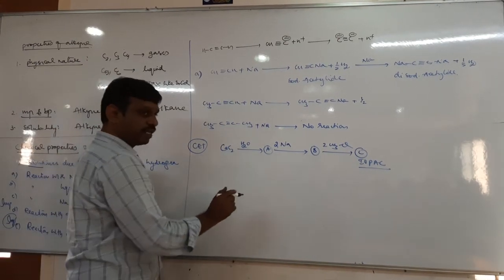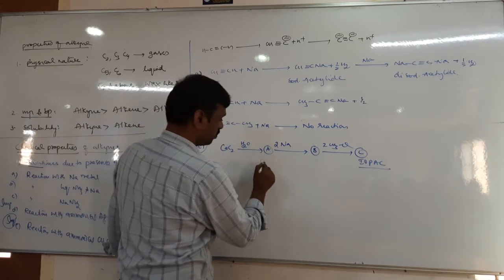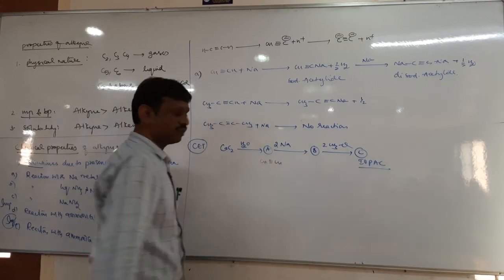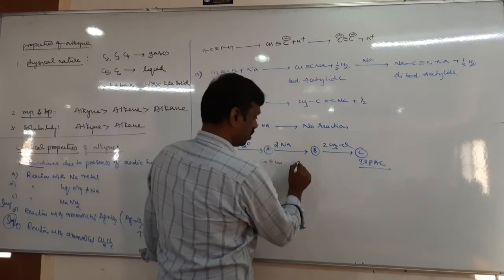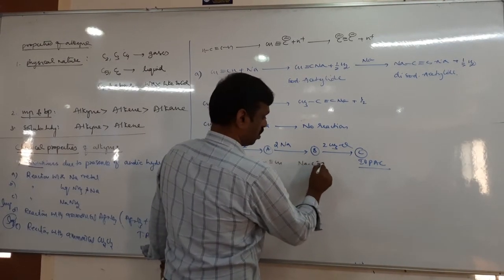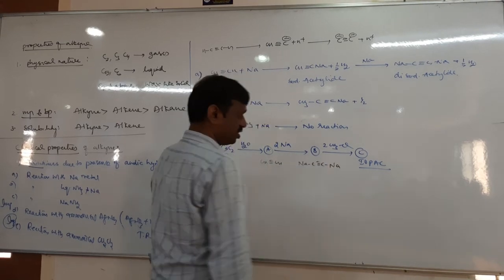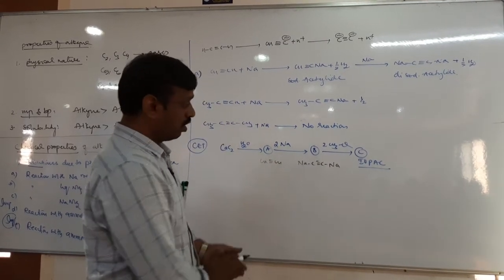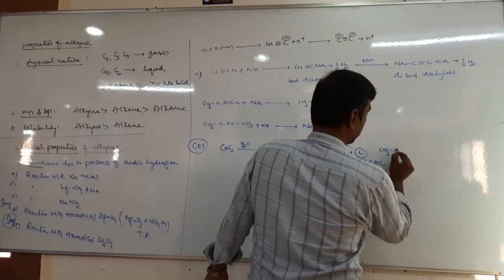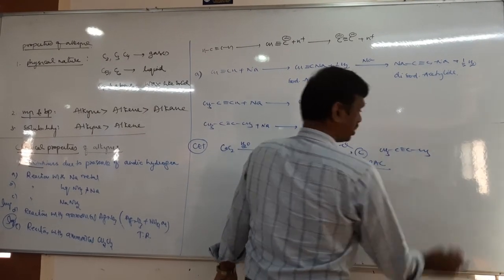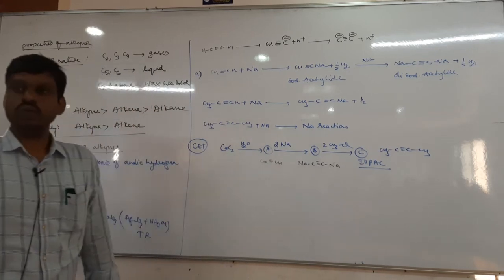Calcium carbide plus water, what do you get? Acetylene. Acetylene reacts with sodium metal to give disodium acetylide, which reacts with 2 moles of methyl chloride. It is a butyne.